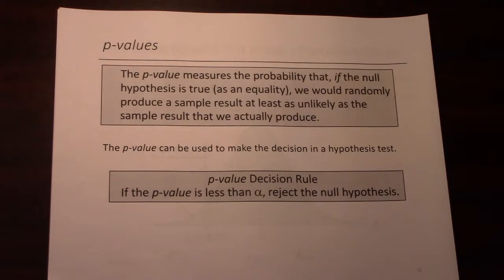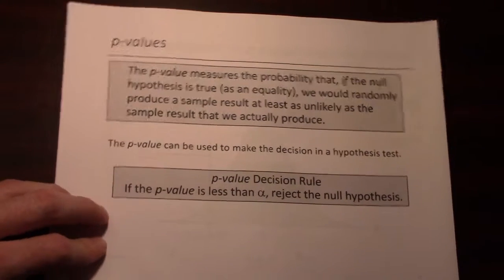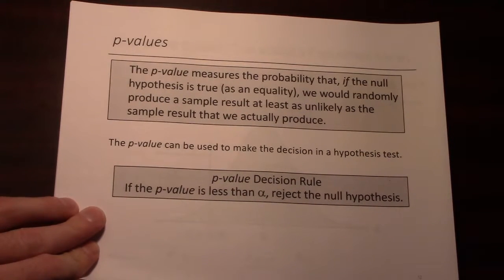Okay, fine. Find the area under the curve. And if it's a two-tailed test, double it. If it's a one-tailed test, don't double it. And we can apply the p-value decision rule as we have discussed.